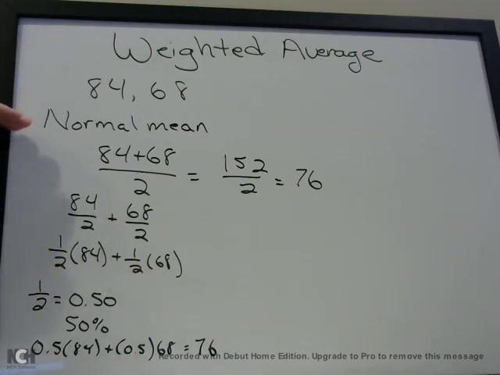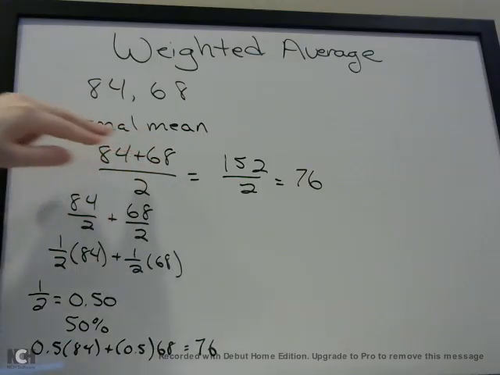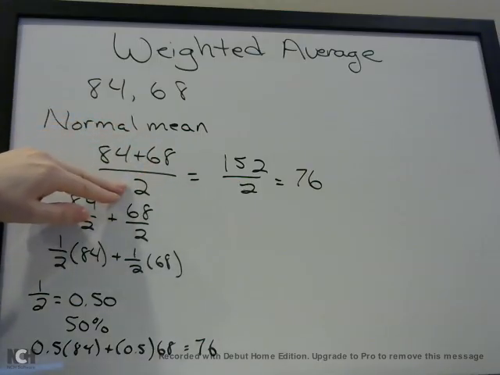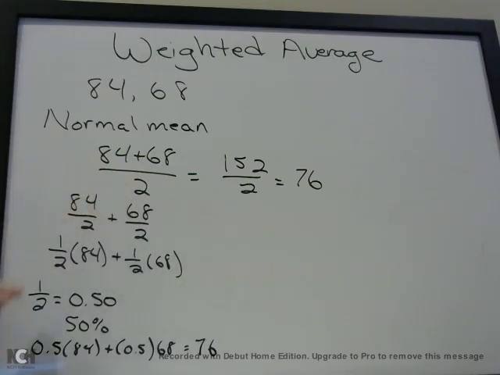So for a normal mean, just how we've always done this in the past when we haven't thought about weighted averages, a normal mean or a normal average, you add the components up and divide by how many there are. But implicitly what you're doing is you are weighting them, but you're weighting them equally. Here's a 0.5 and there's a 0.5. So each of these components are weighted by 0.5. They have the same weight.